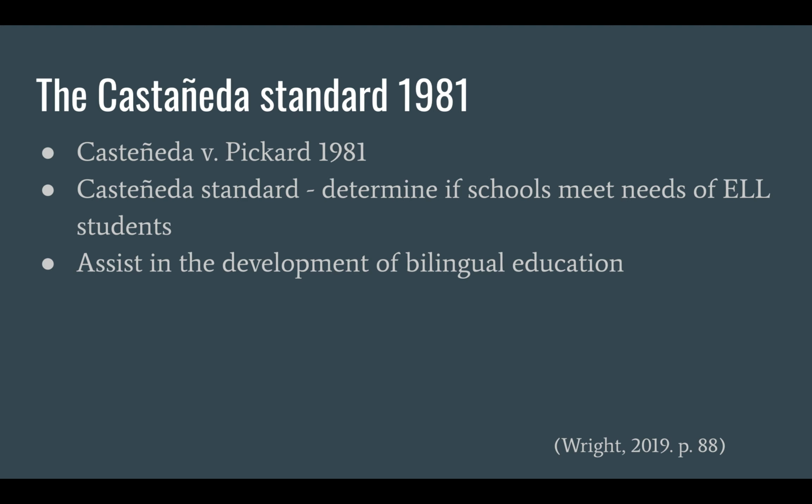The three areas to determine this are the Castaneda standard tests: number one, the programs must be based on a sound educational theory. Number two, they must be implemented effectively with sufficient resources and personnel. And number three, they must be evaluated to determine whether they are effective in helping students overcome language barriers.